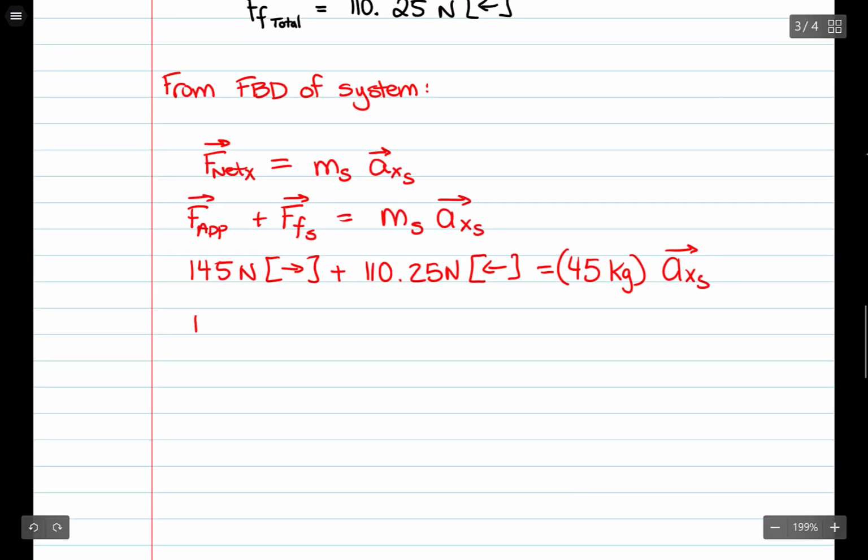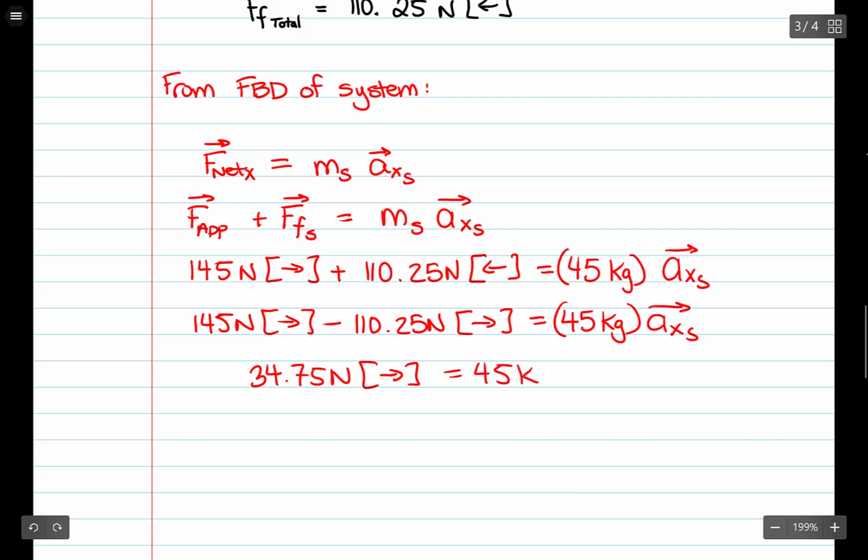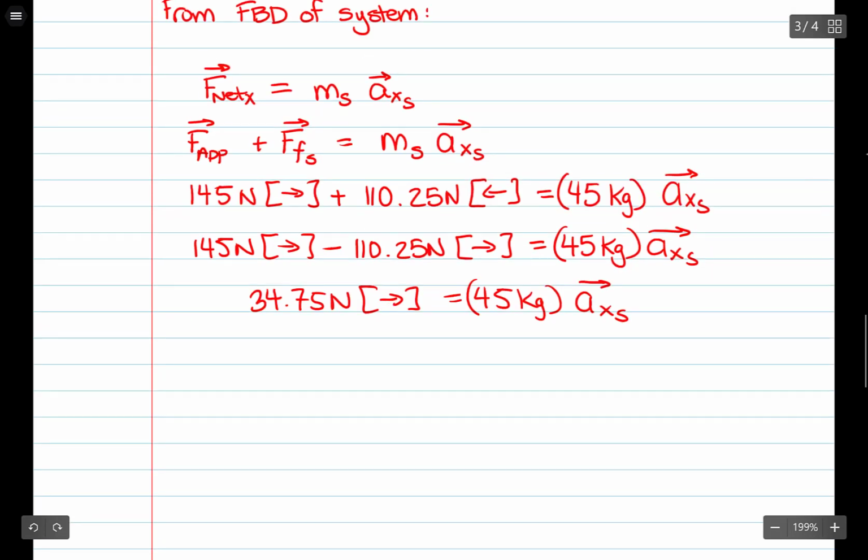Make sure my vector is in the right direction, 145 newtons to the right, subtract 110 newtons. 110.25 newtons to the right is going to be equal to 45 kilograms multiplied by my acceleration in the x direction. All right, so that tells me that I get 34.75 newtons acting to the right is equal to 45 kilograms multiplied by the acceleration, again, in the x direction.